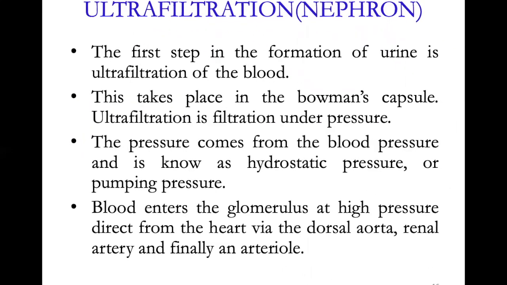The first step in the formation of urine is called ultrafiltration. It takes place in the Bowman's capsule and it takes place under pressure. This pressure is also known as hydrostatic pressure or the pumping pressure. This is because blood enters at a very high pressure directly from the heart via the dorsal aorta to the renal artery and finally into the arteriole.